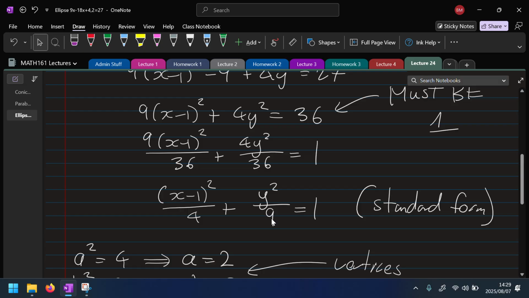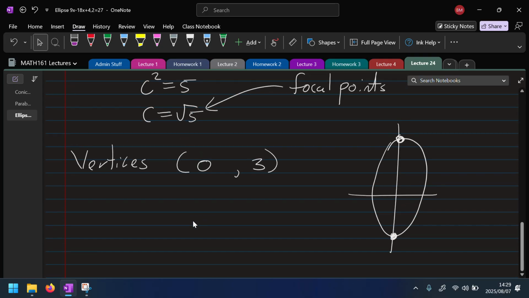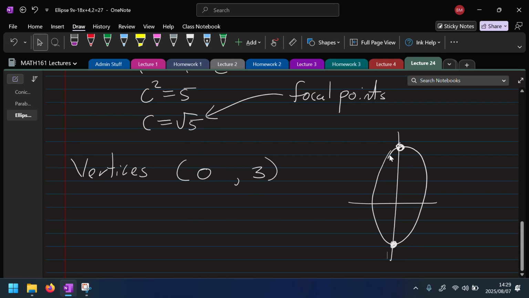I did mention it last time, but I'll say it again. This a squared and this b squared tell you how the ellipse is stretched. If b squared is larger, it is stretched more along y. If a squared is larger, then it's stretched along x. Basically, which way is it longer? The major axis and the minor axis. Okay, so we've got that.